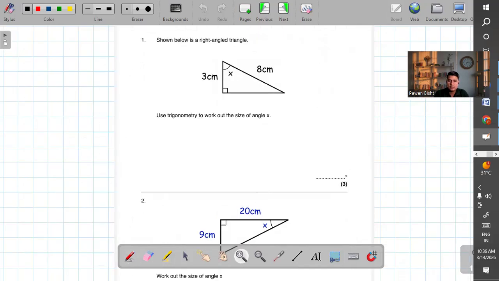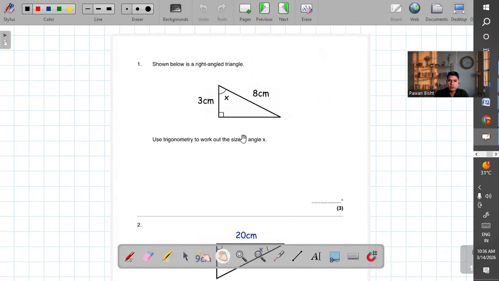Question number 1. Shown below is a right angle triangle. Use trigonometry to work out the size of angle X. If we are talking about this angle X, this will be opposite, this will be adjacent, and this will be the hypotenuse. We know adjacent and hypotenuse, so we will use cos. Cos X is equal to adjacent over hypotenuse.